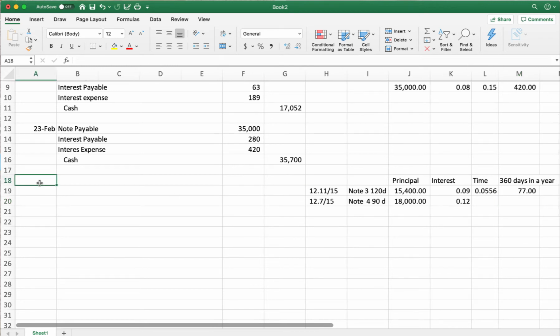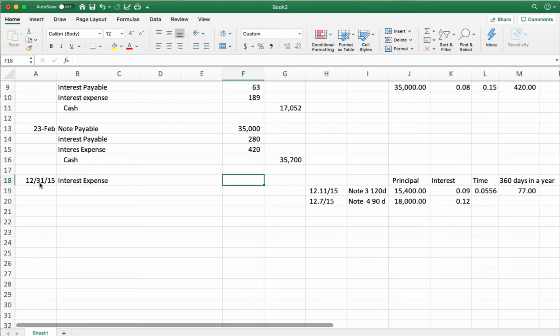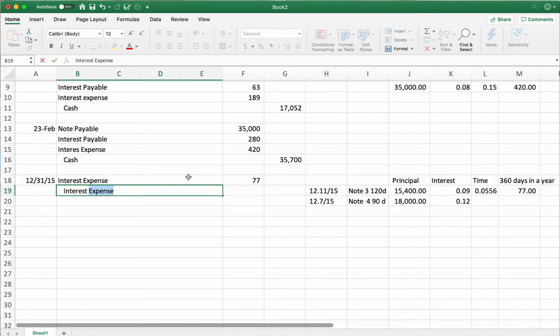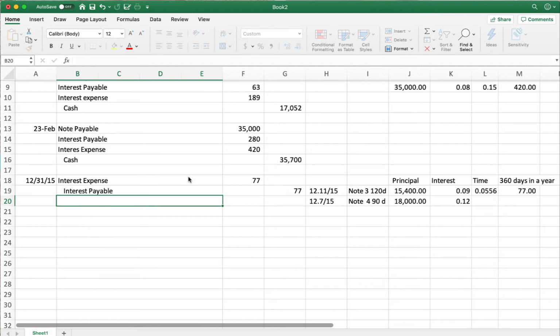So I'm going to book this for Note 3. So this is going to be 12/31/15. I'm going to have interest expense for $77, and I'm going to have interest payable for the same amount, $77.